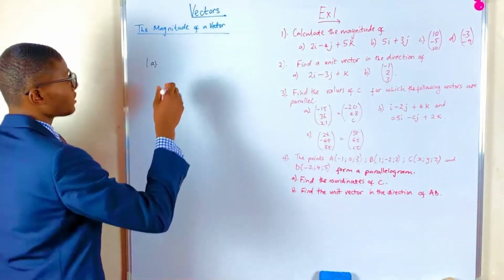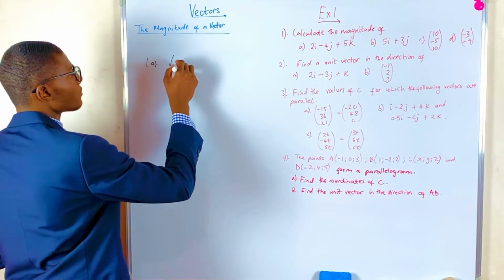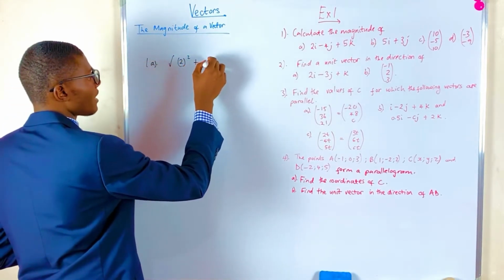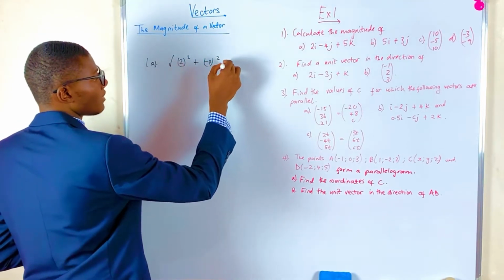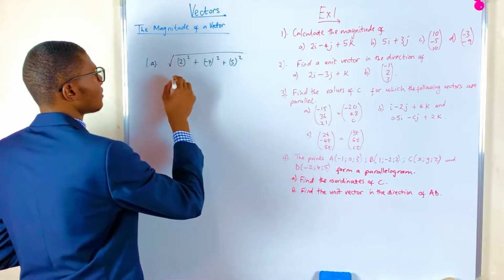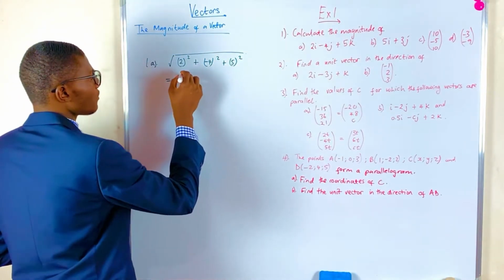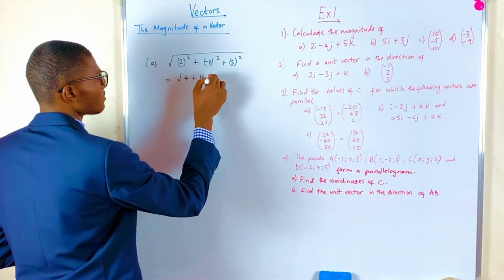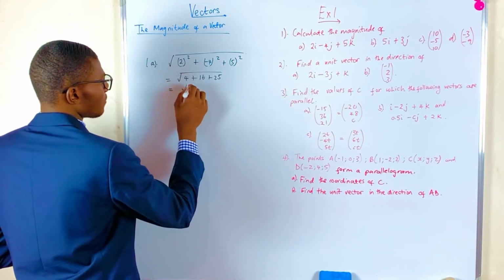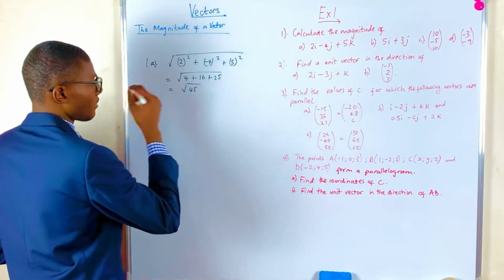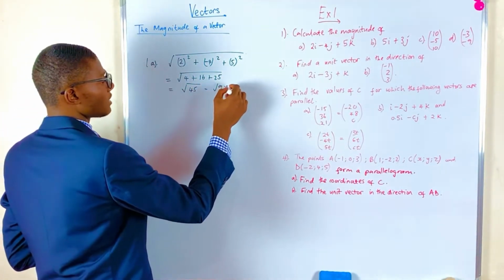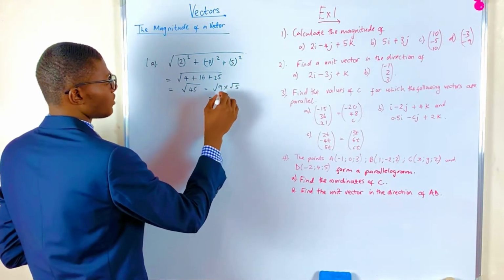So the magnitude is going to be the square root of 2 squared plus minus 4 squared, then plus 5 squared, which will be equal to the square root of 4 plus 16 plus 25, which is the square root of 45. And of course we can reduce this to root of 9 times root of 5, which will be 3 root 5.